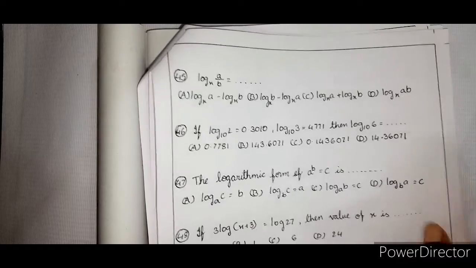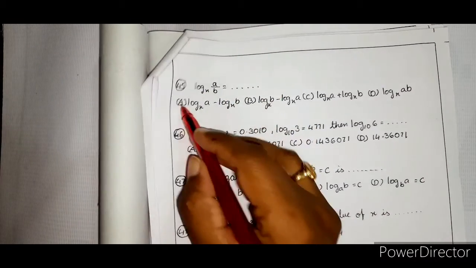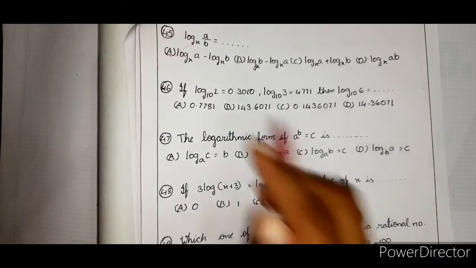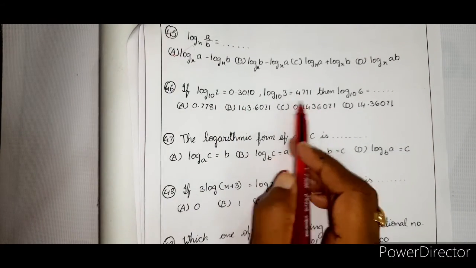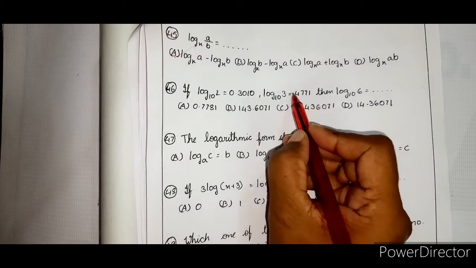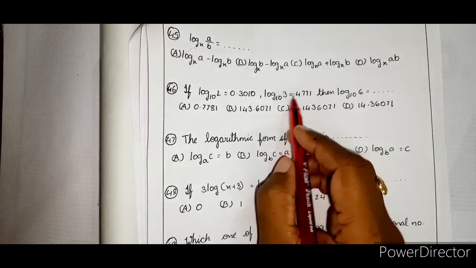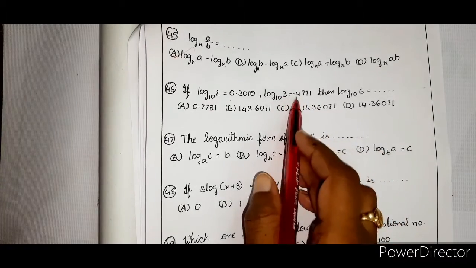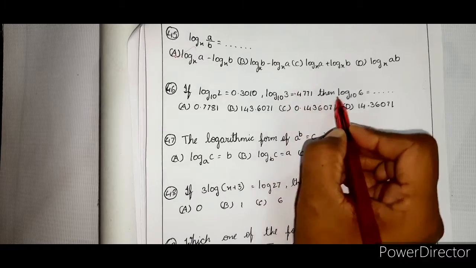Right. Now let's read the other problems. Log of a by b base x is log a minus log b. Yes, first one, very basics. Log 2 base 10 is this, log 3 base 10 is this. Log 3 means it is 0 point something, so therefore 0.4771.